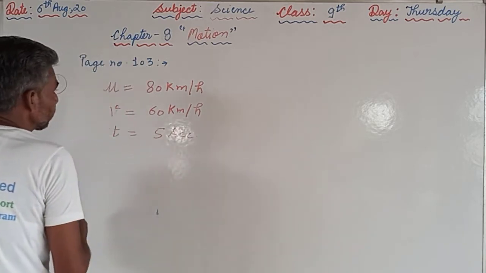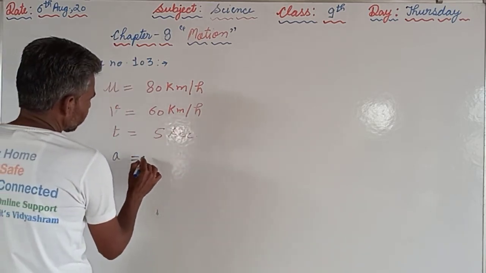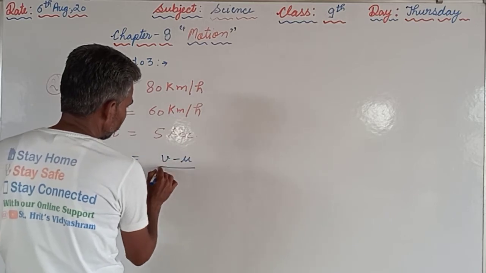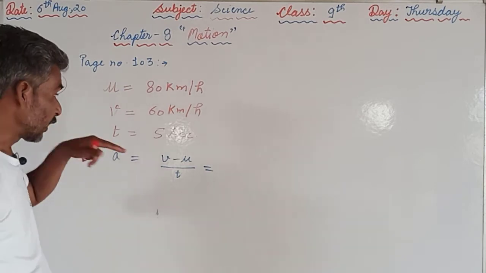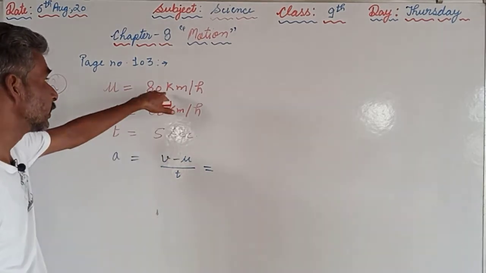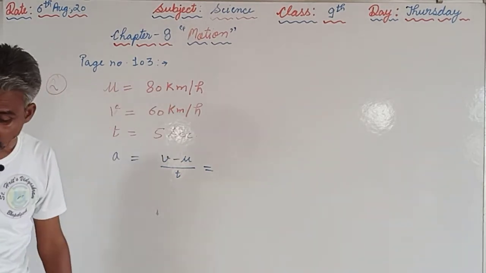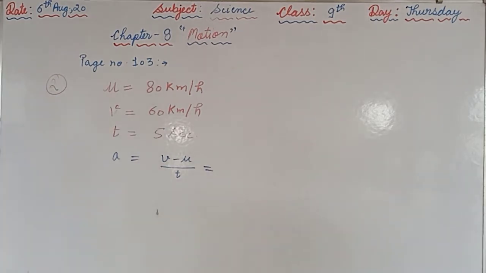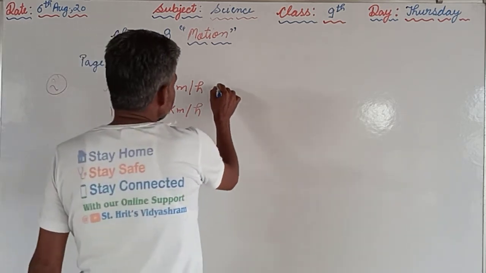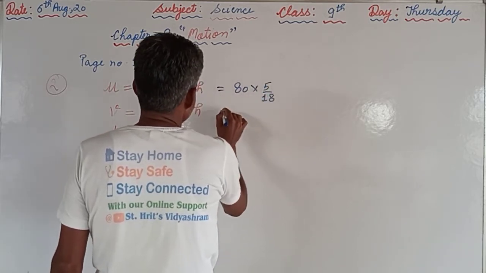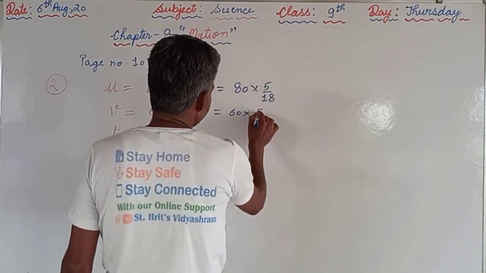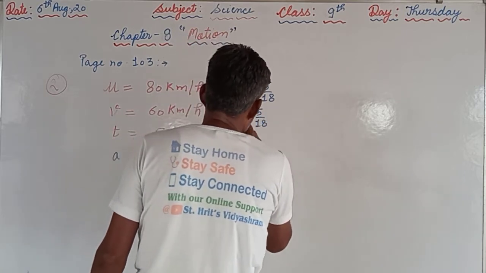We are supposed to find the acceleration. So acceleration will be v minus u upon t, rate of change of velocity. Here time is given in seconds and the speeds are given in kilometer per hour. So first of all, we are supposed to change the speed into meter per second. To change into meter per second, we are supposed to multiply by 5 by 18. Why we are multiplying by 5 by 18, I will tell you right now.